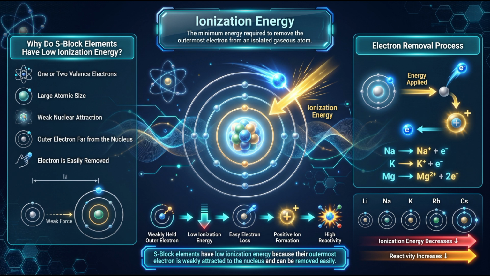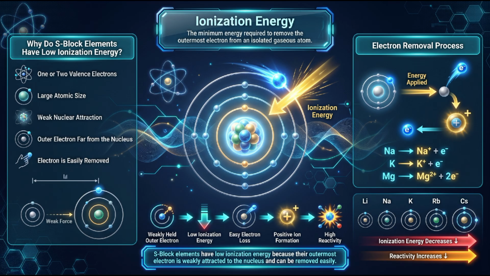The reason is straightforward. Every element lower in the group has one additional electron shell. The increased distance between the nucleus and the valence electron, together with greater shielding from the inner electrons, weakens the nuclear attraction. Consequently, the outermost electron is removed more easily.